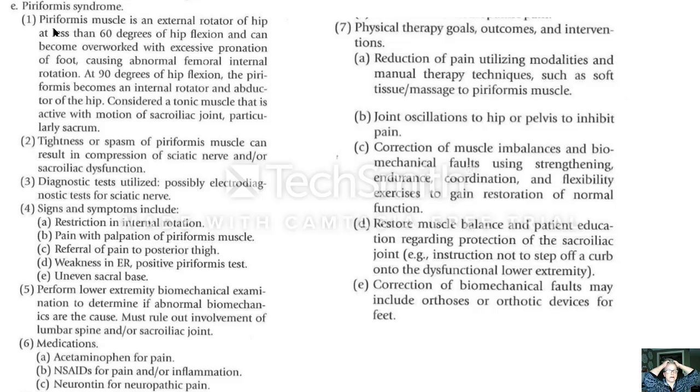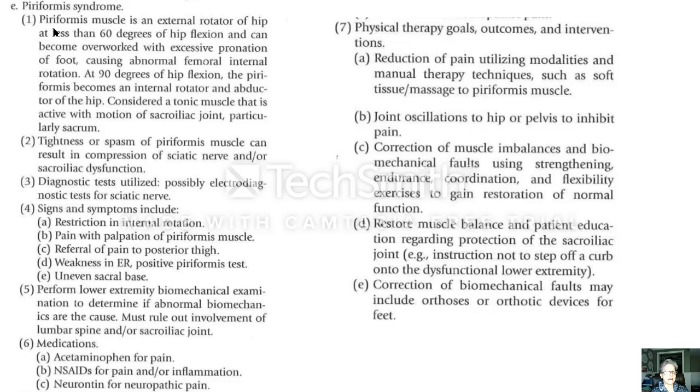Piriformis syndrome. The piriformis muscle is an external rotator of the hip at less than 60 degrees of hip flexion. It can become overworked with excessive pronation of the foot, causing abnormal femoral internal rotation. At 90 degrees of hip flexion, the piriformis becomes an internal rotator and abductor of the hip. Consider it a tonic muscle that is active with motion of the sacroiliac joint, particularly the sacrum.